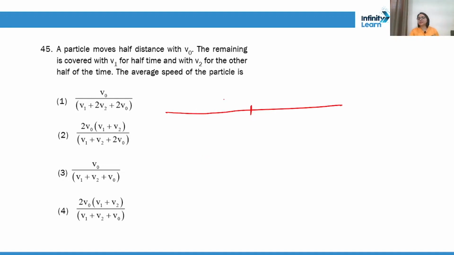So let's say total distance is 2s. Half the distance of the particle is completed with V naught. The remaining is covered with V1 for the first half of the time. So let's say time taken in this next S is 2t. For the first t, the speed is V1, and for the next t, the speed is V2. Right, so V1t plus V2t should be equal to s, so t is equal to s upon V1 plus V2.